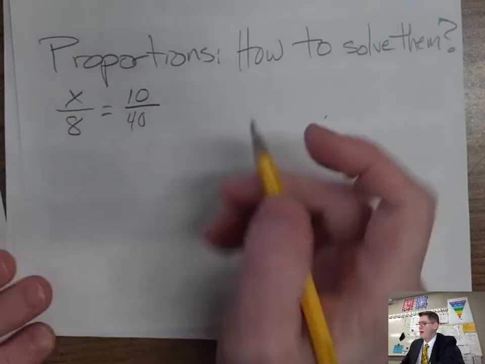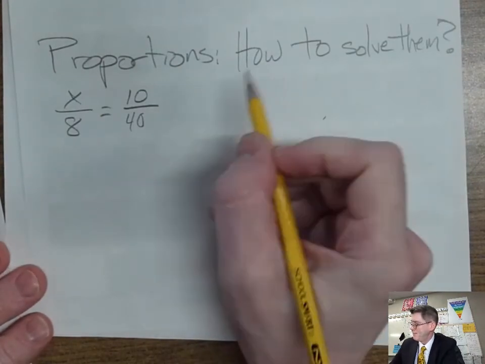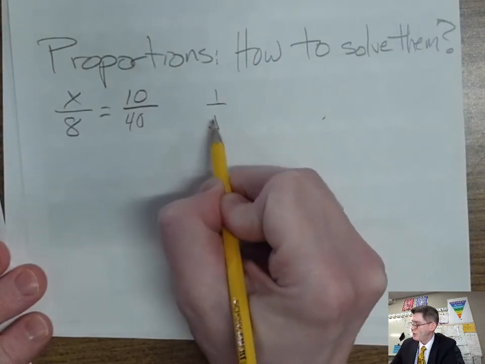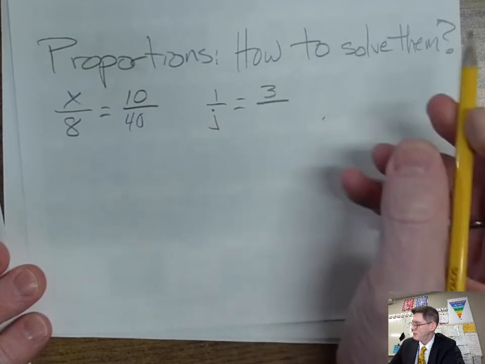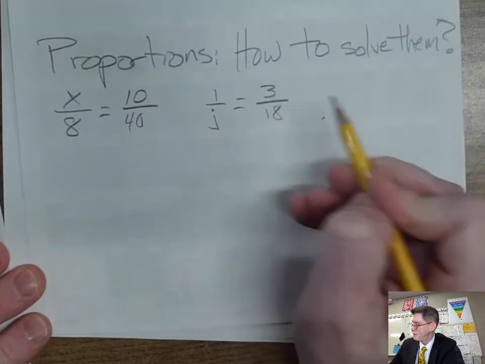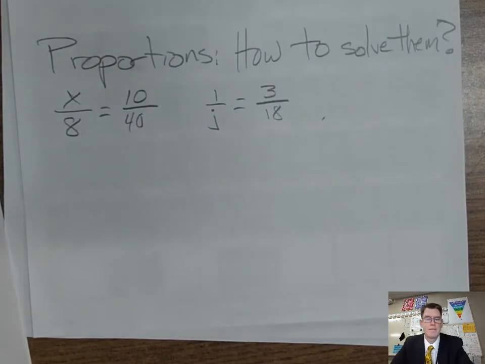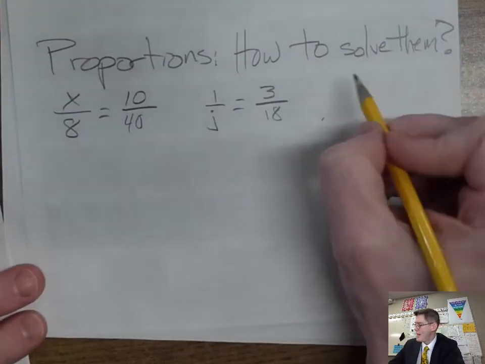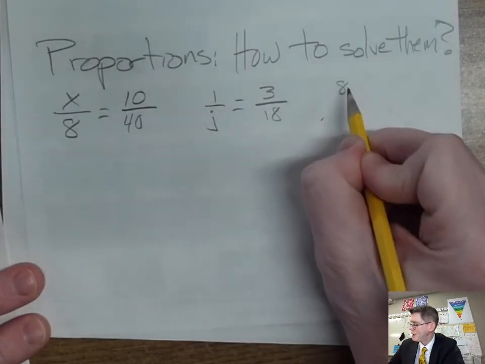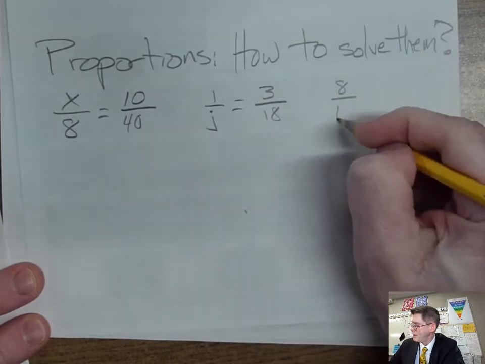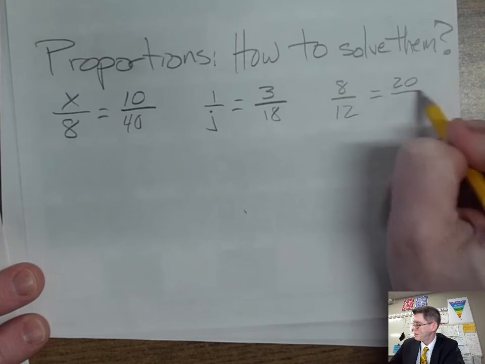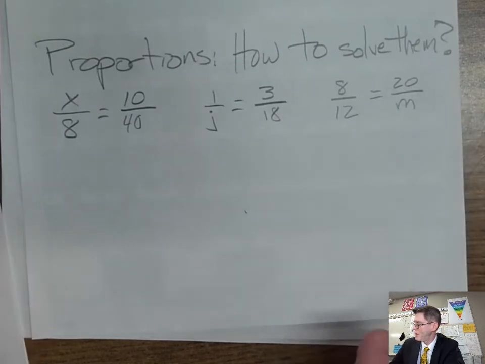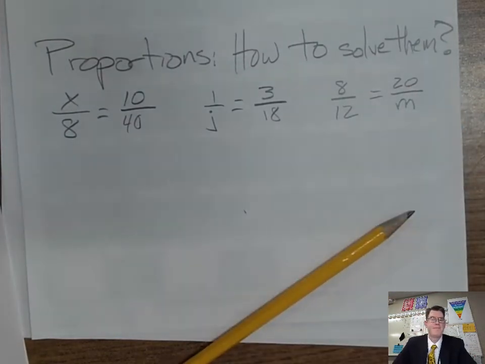Or what about this proportion right here? 1 over j is the same as 3/18. Or what if you have 8/12 is the same thing as 20 over m. How do you solve proportions?